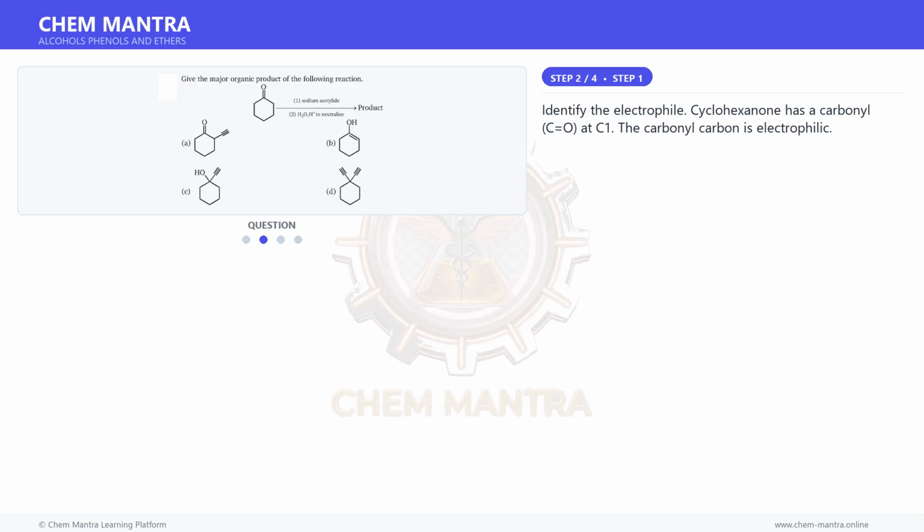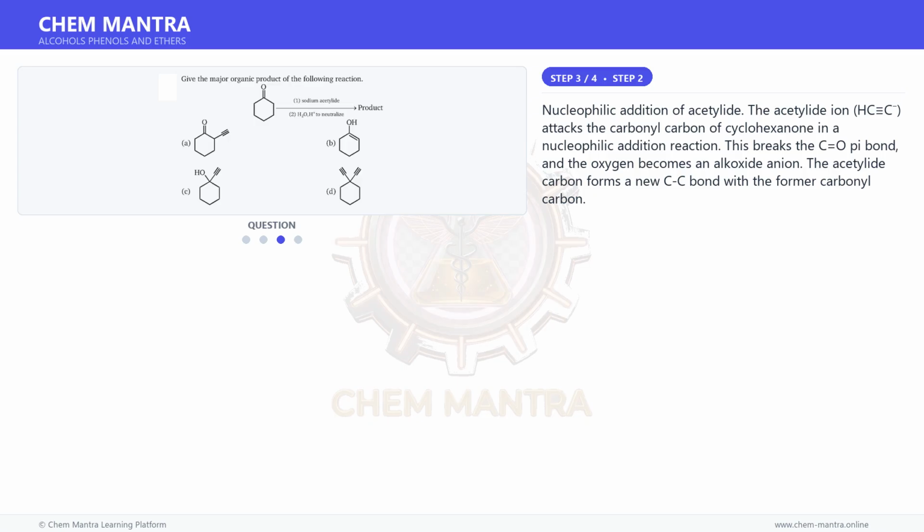Moving on to the next step. Identify the electrophile. Cyclohexanone has a carbonyl, C=O, at C1. The carbonyl carbon is electrophilic.